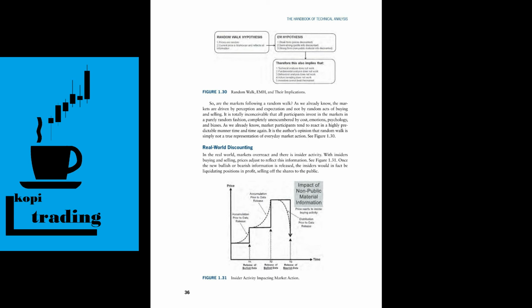In the real world, markets overreact and there is insider activity. With insiders buying and selling, prices adjust to reflect this information. See Figure 1.31. Once the new bullish or bearish information is released, the insiders would in fact be liquidating positions and profit selling off the shares to the public. Figure 1.31. Insider activity impacting market action.